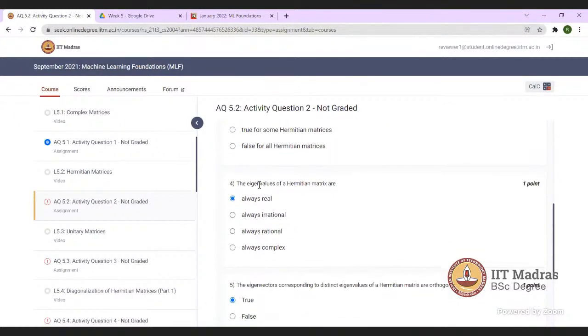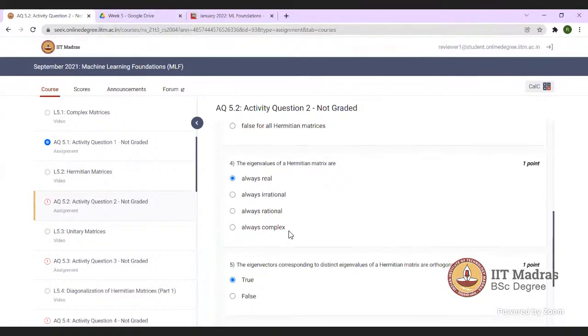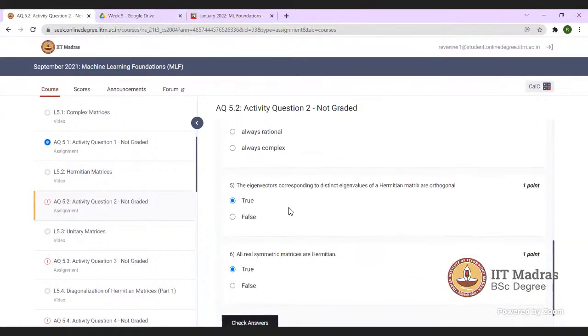These two we have discussed in this lecture. The eigenvalues of a Hermitian matrix should always be real, because in the proof we had that lambda bar equals lambda. The conjugate is the same as the original number, which will happen only if it is a real number. The next one, the eigenvectors corresponding to distinct eigenvalues of a Hermitian matrix are orthogonal. Yeah, these two we have discussed.